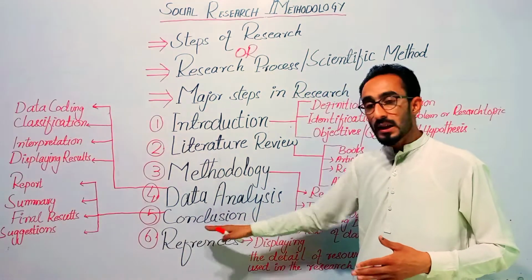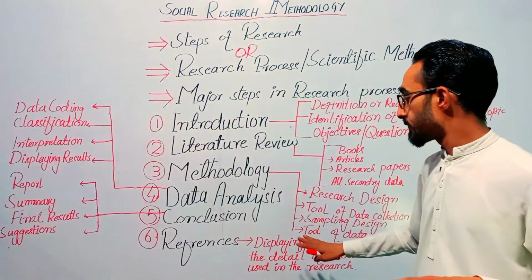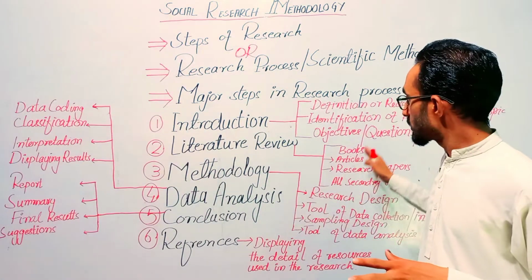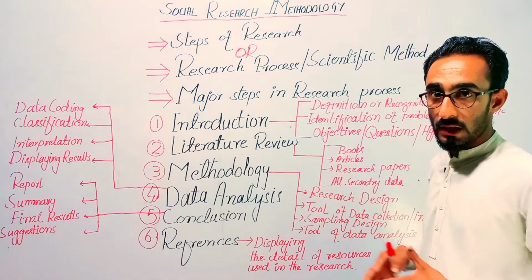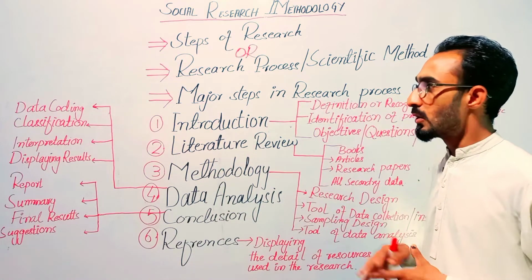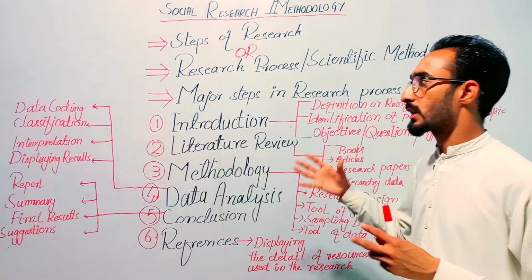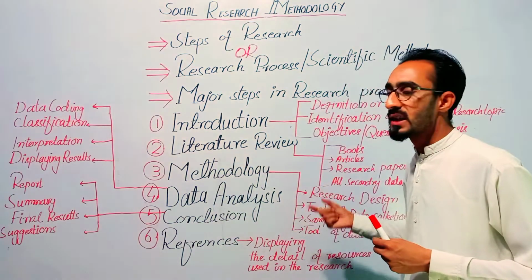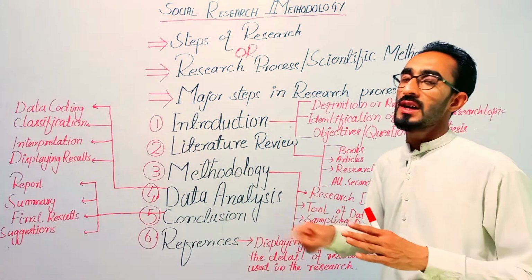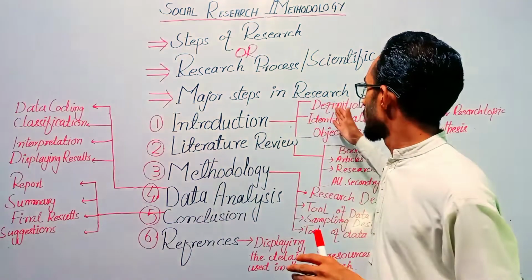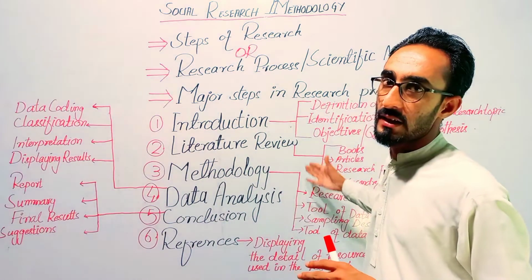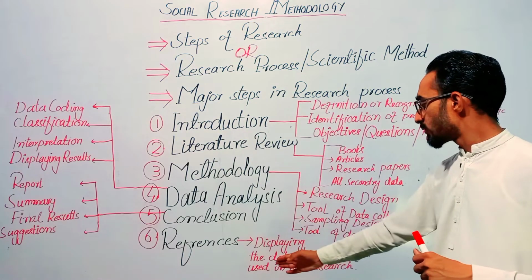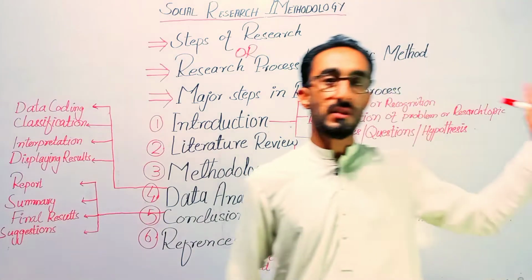The last one is references. In references, we display the sources we have used in our research process, those secondary sources from which we collected data. In simple words, here we cite and display the sources we used in the literature review. In references, we display the details of the resources used in the research or scientific method.